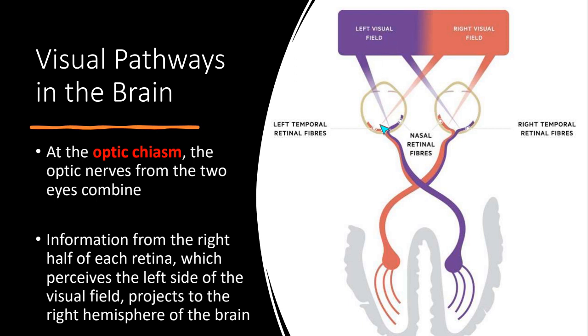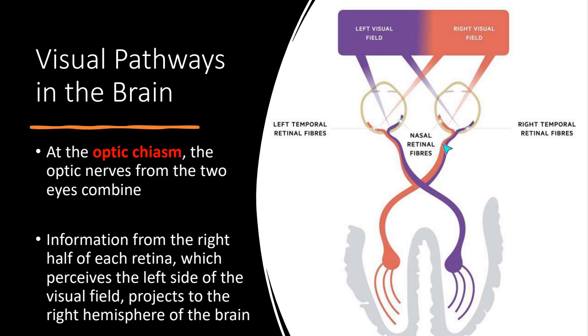What you'll notice here is that both eyes are contributing something to each visual field. So we're not talking about left eye and right eye. We're talking about left visual field and right visual field. So in the visual fields, we've got some temporal retinal fibers. These are located close to the sides of the head, the temples. You can think about the temple being on the side of your head. So we've got a left temporal region and a right temporal region.